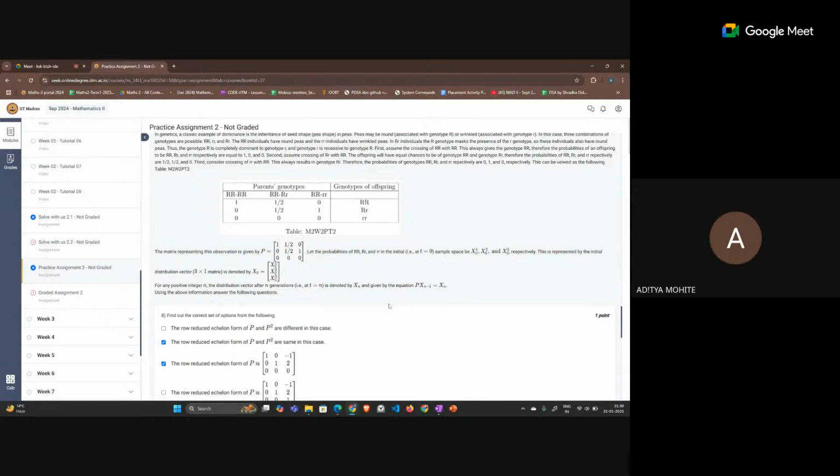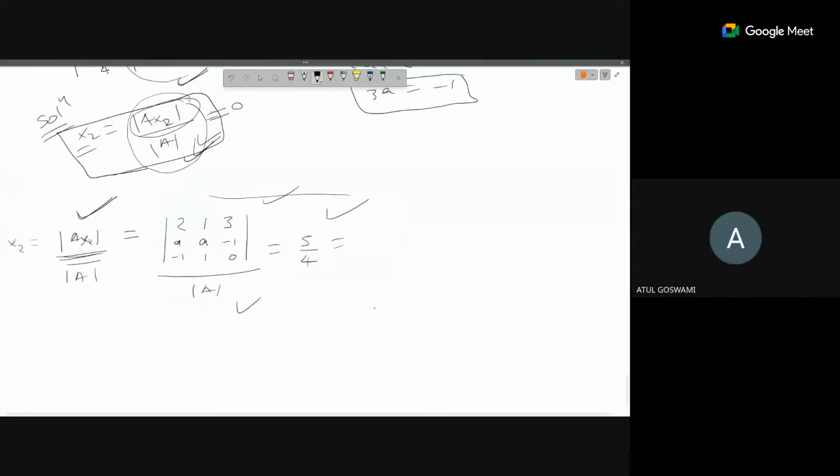Sir, what is n here? This is at time t equals n, this vector. Sir, can you show an example? This x naught is just a vector, right? Okay, let me explain this.